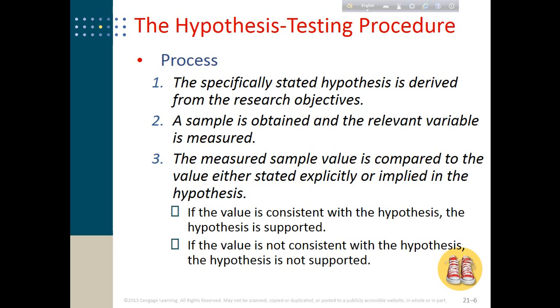Now, sometimes you test whether the value is different from what is implicitly implied in the hypothesis. What does it mean? Let's say your hypothesis is income level male equals income level female. In that case, you will calculate a sample value for the male, I mean the average income, and a sample value for the female, that means the average income. Then you will test whether they are the same or not. They are implicit because you do not explicitly write down any value. You just test if they are the same or different.